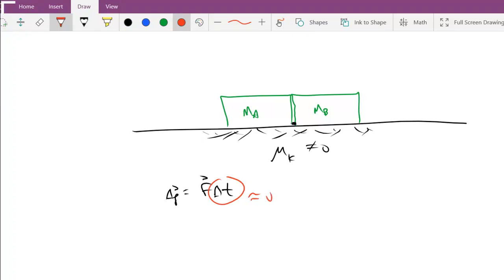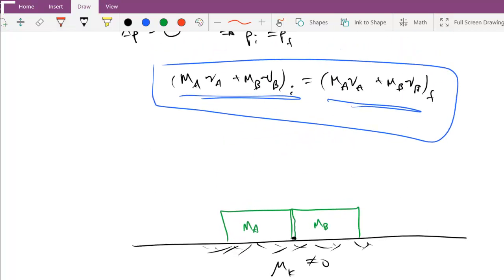So we could actually technically have even rough surfaces have momentum conserved, but only if we consider the momentum just before the collision and then just after the collision. So we would still have the same case. This would result in the same equation up here, but we need to consider them right before they hit. We have to be very careful.